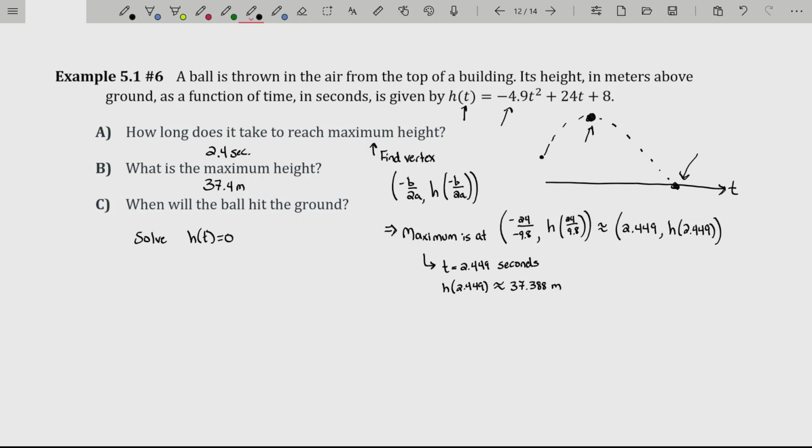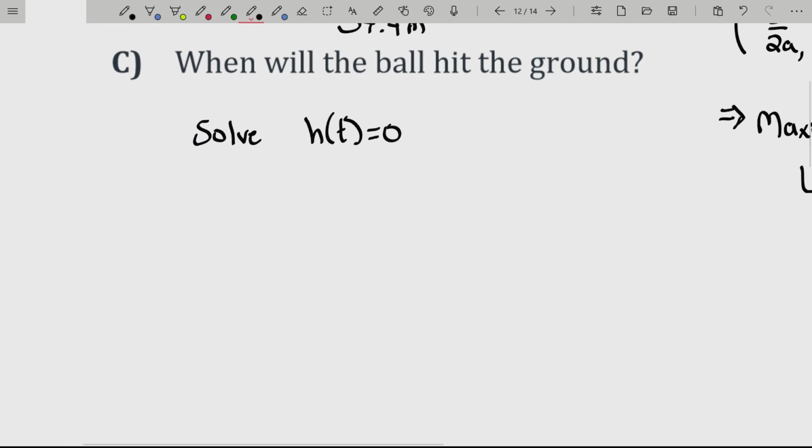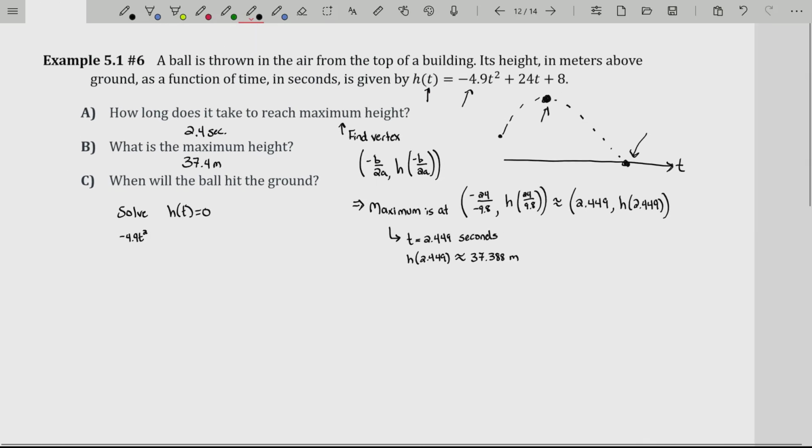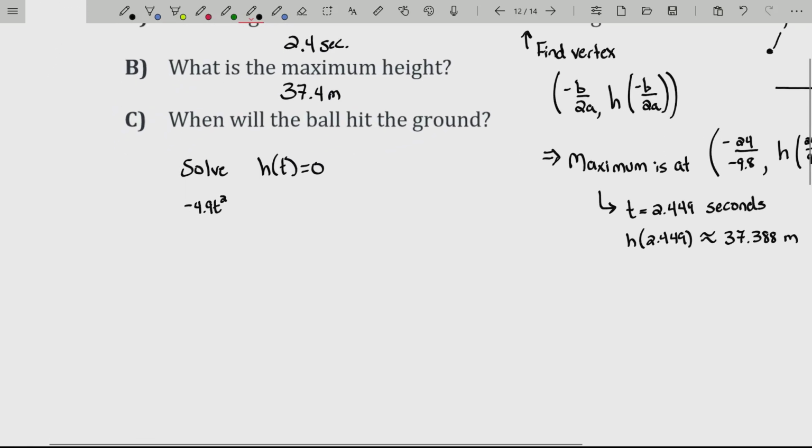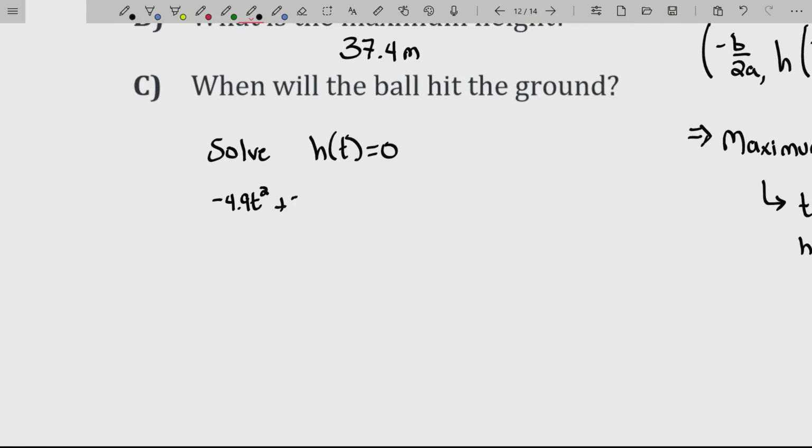I just threw that in here because it's always nice to keep you on your toes, to kind of keep you thinking about what you should be doing. So if I set that equal to 0, that function will have a negative 4.9 t squared. I already forgot the function, plus 24t plus 8. So plus 24t plus 8 is equal to 0. I am not going to try to factor this, even if it is factorable. It's just because it has decimals within it.